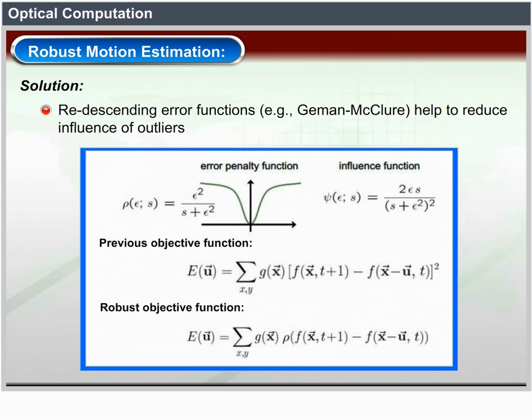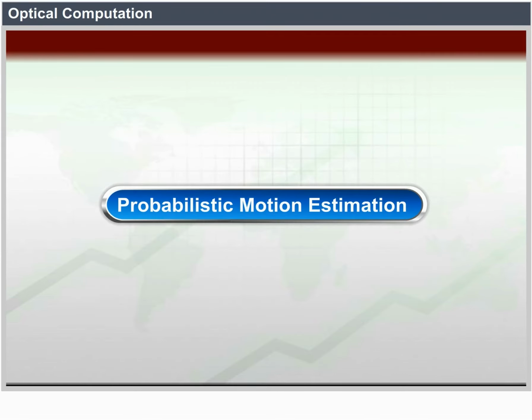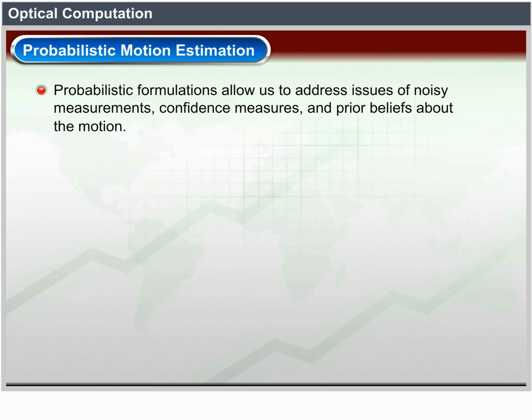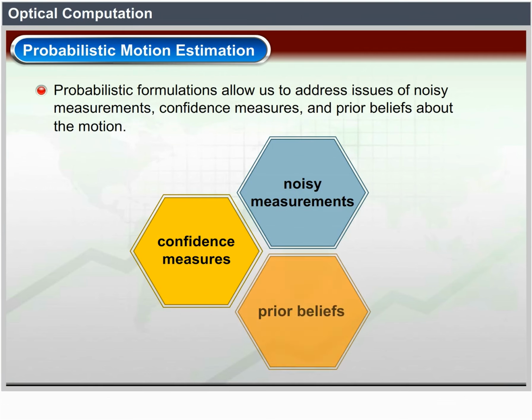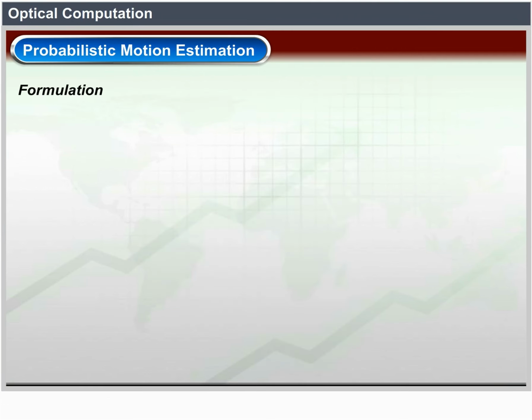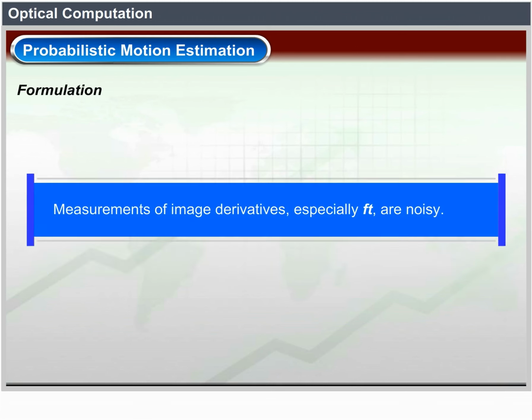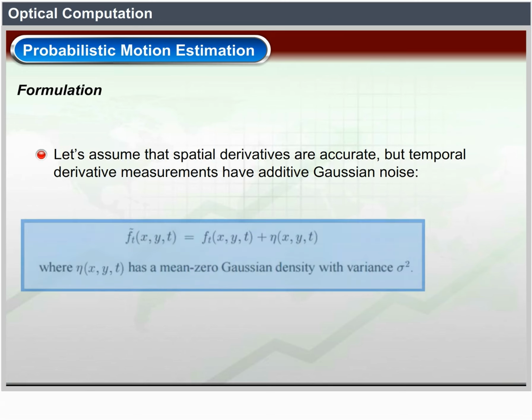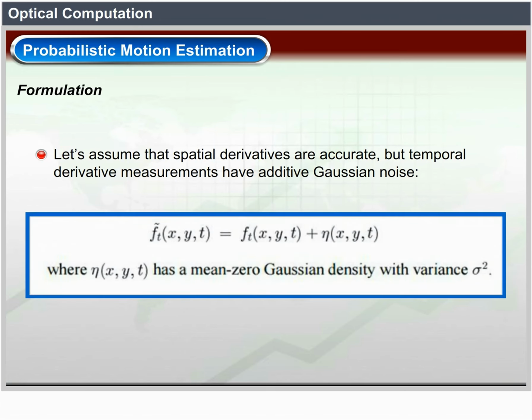Probabilistic motion estimation. Probabilistic formulations allow us to address issues of noisy measurements, confidence measures, and prior beliefs about the motion. Formulation: measurements of image derivatives, especially ft, are noisy. Let's assume that spatial derivatives are accurate, but temporal derivative measurements have additive Gaussian noise as shown, where eta of x, y, t has a mean zero Gaussian density with variance sigma squared.